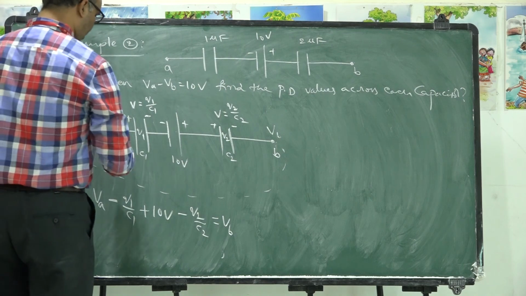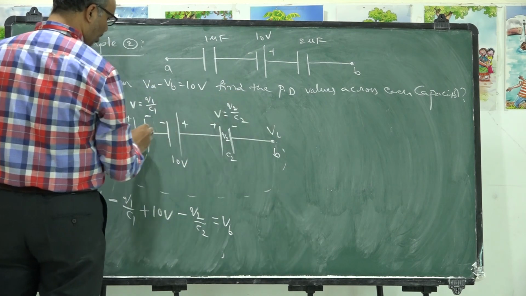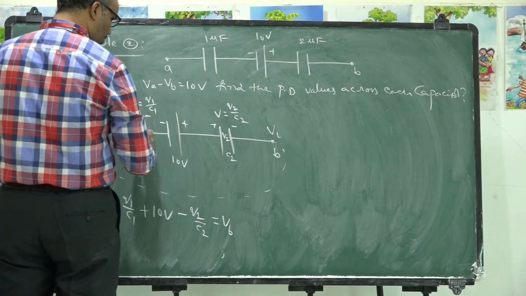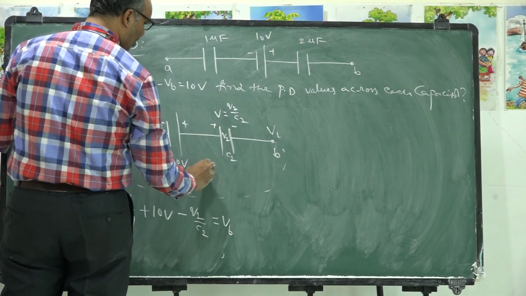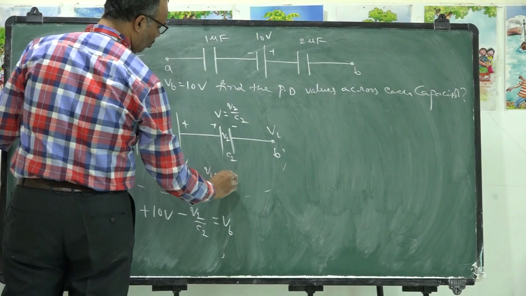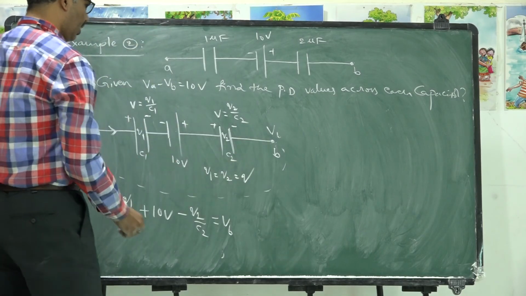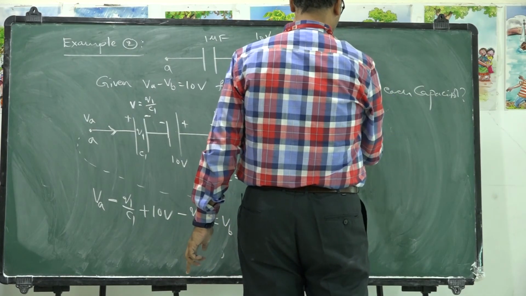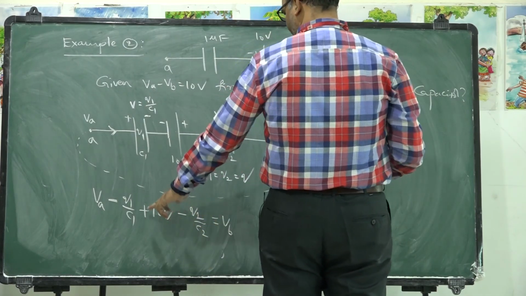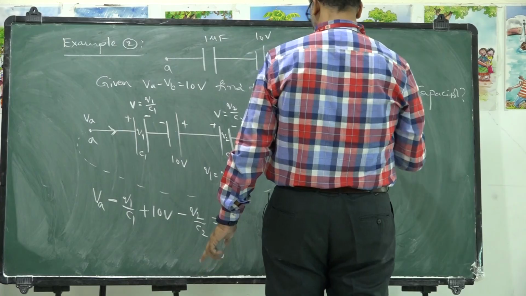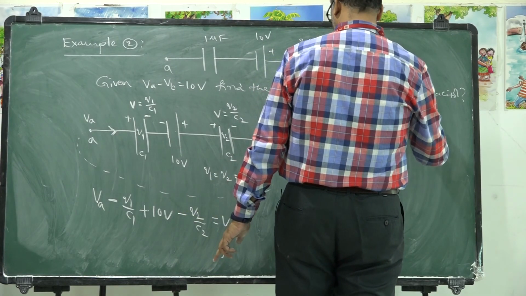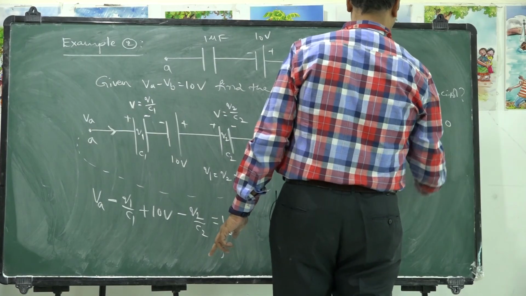And one more point, as they are in series combination, obviously the same charge will pass through the entire circuit. So the charge on each capacitor should have same value. So Q1 must be equal to Q2 must be equal to Q. Then this equation becomes like this. This VB I am taking this side, VA minus VB minus Q by C1 plus 10 volts minus Q by C2 is equal to 0.